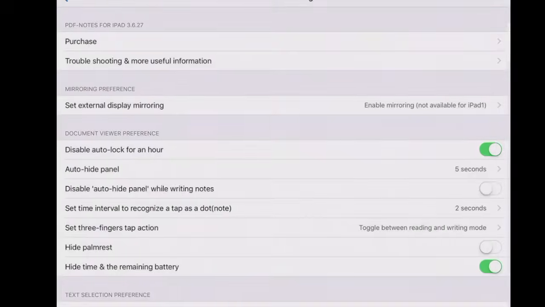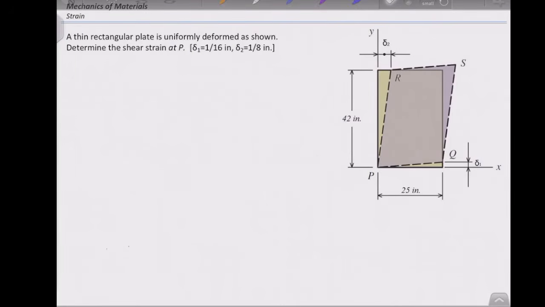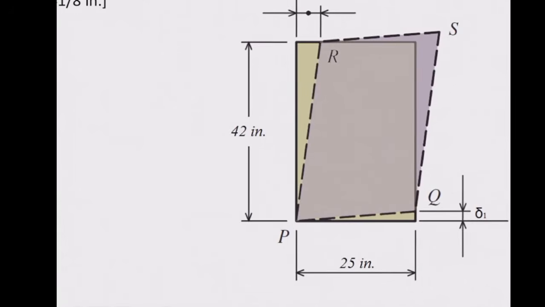Alright, to determine the shear strain, we need to see how much is the change in the angle. How much is the initial angle at corner P in the original element? That's the right corner. The angle is pi over 2. And we need to see how much is the change in the angle after deformation.